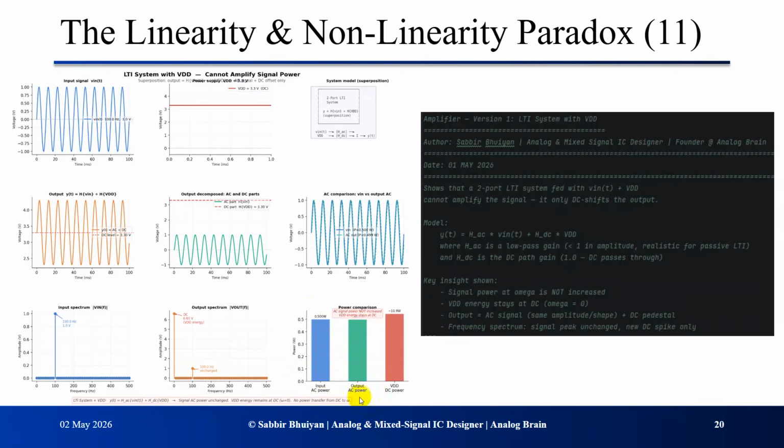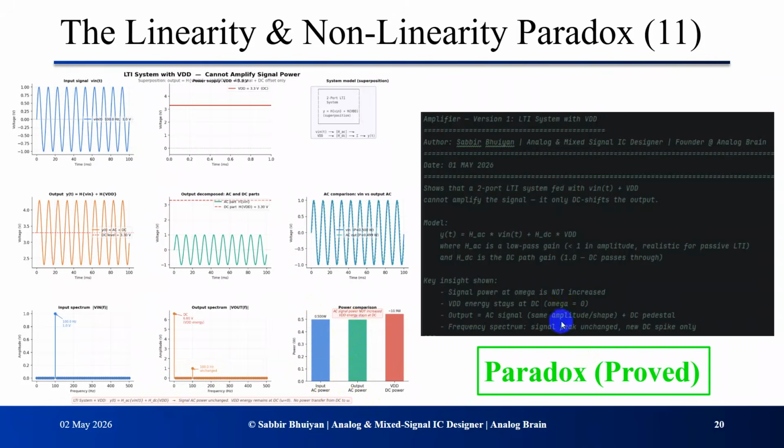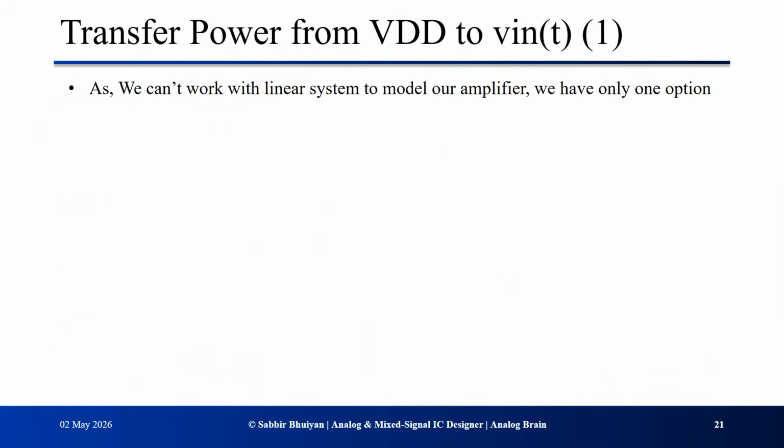Your input AC power and your output AC power are almost the same. So the paradox is proved. Now going forward, we can't use a linear system.